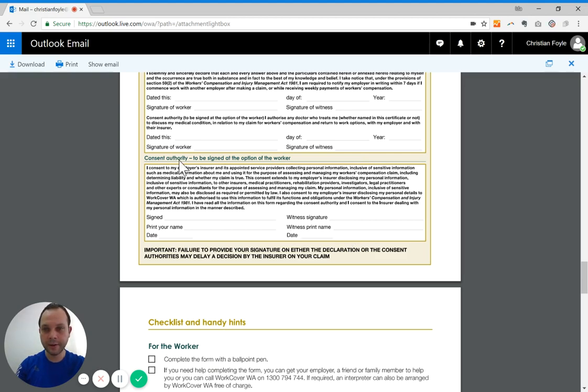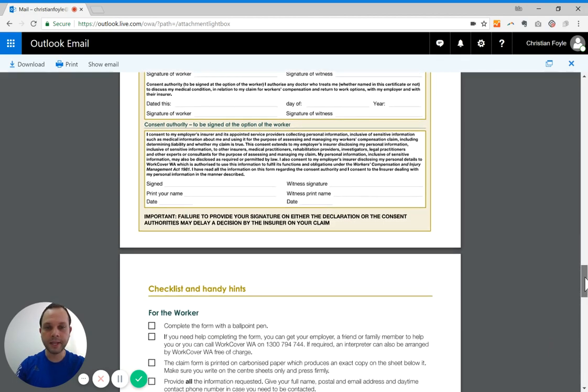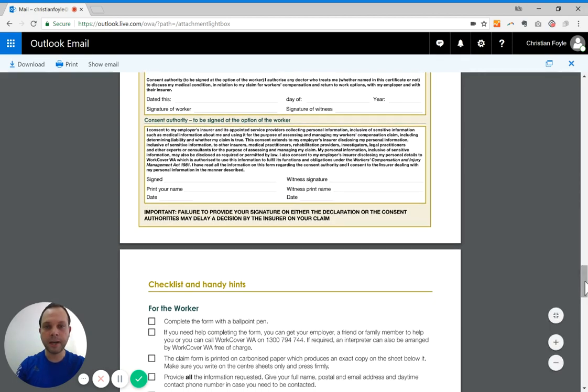Now, this consent authority is to be signed at the option of the worker, but at Foyle Legal, we ordinarily recommend that clients do sign that authority. It gives the workers' compensation insurer permission to get information in relation to the claim, and we often find that claims run faster if that is signed, so we generally suggest that clients do sign that, though it is a personal choice. Once the form is complete, it needs to be sent to the employer by registered post or by giving it to them in person. It's important to realise that you can't just send it to them by email because the workers' compensation legislation doesn't say that you're allowed to do that.